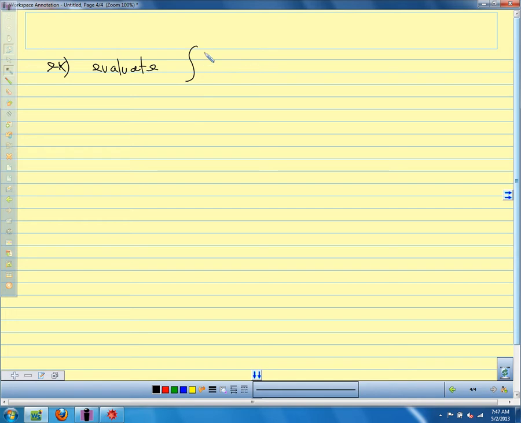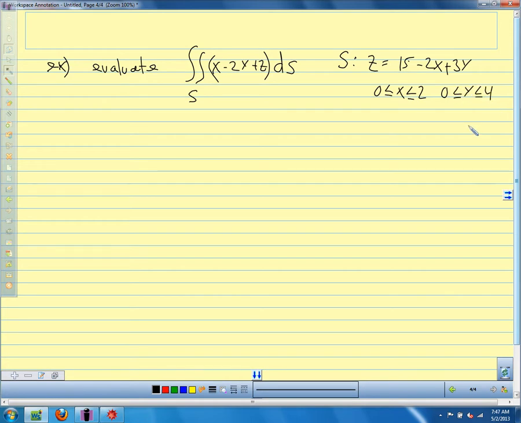for the first one, we want to evaluate the surface integral of x minus 2y plus z ds, where S is z equals 15 minus 2x plus 3y, with 0 less than or equal to x less than or equal to 2, and 0 less than or equal to y less than or equal to 4.